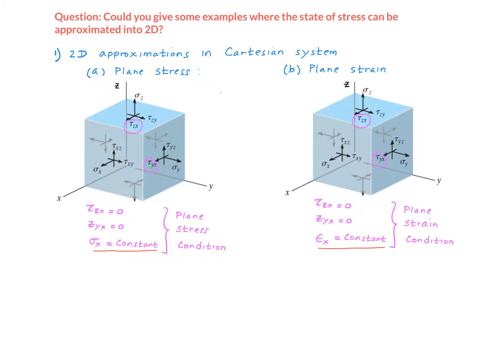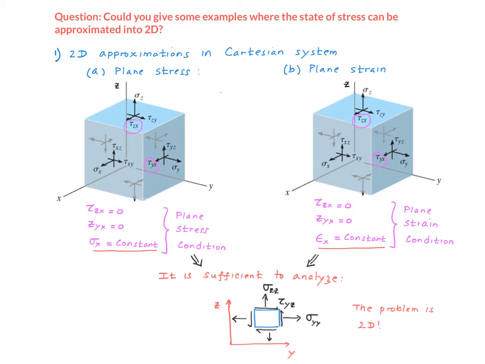So what about the plane strain condition? Well, the shear stresses must still be zero, but in this case, the strain in the x direction is a constant. So if the strain is constant, we call this a plane strain condition. Since in each of these cases, the changes take place only in the YZ plane, it is sufficient to analyze the state of stress in the YZ plane. In other words, we have taken the 3D states of stresses and approximated them into this 2D state of stress.